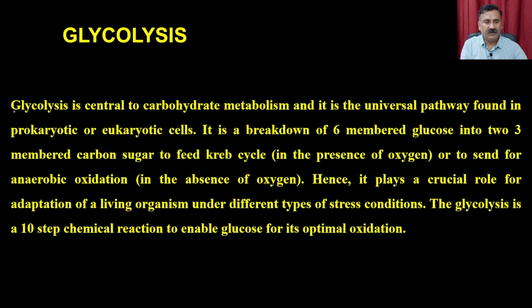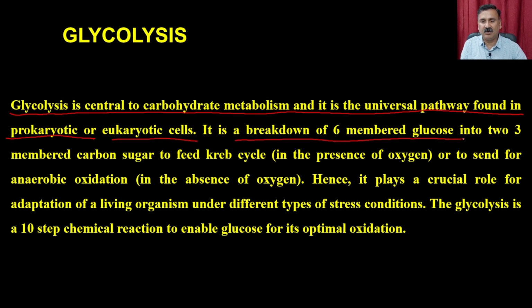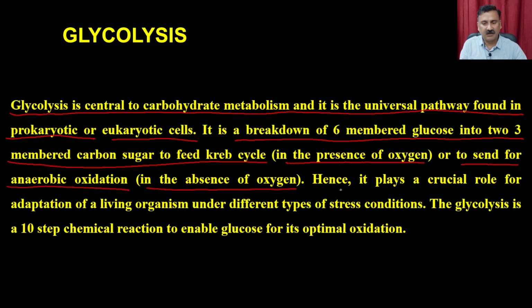So glycolysis, as the name suggests, is central to carbohydrate metabolism. It is a universal pathway found in both prokaryotic and eukaryotic cells. It is the breakdown of the 6-membered glucose into two 3-membered carbon sugars to feed the Krebs cycle in the presence of oxygen, or to send for anaerobic oxidation in the absence of oxygen. Hence, it plays a crucial role in the adaptation of a living organism under different types of stress conditions.